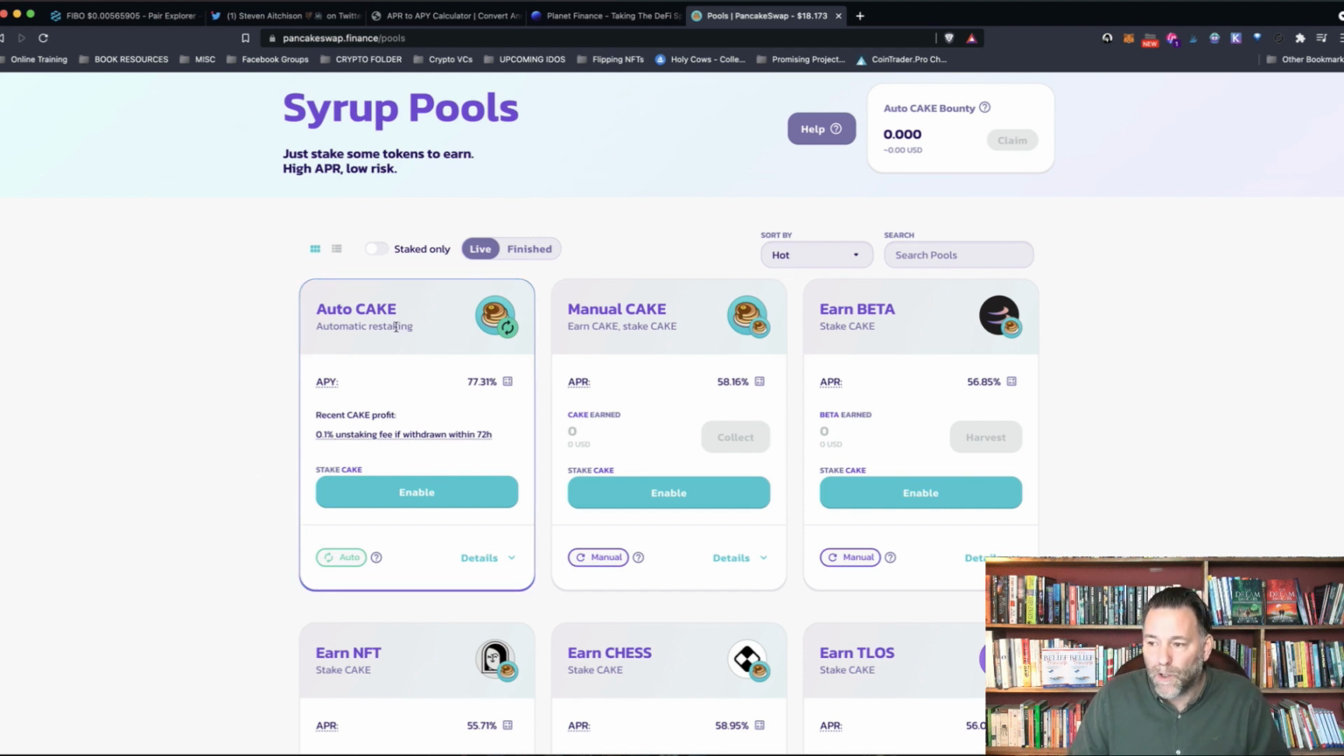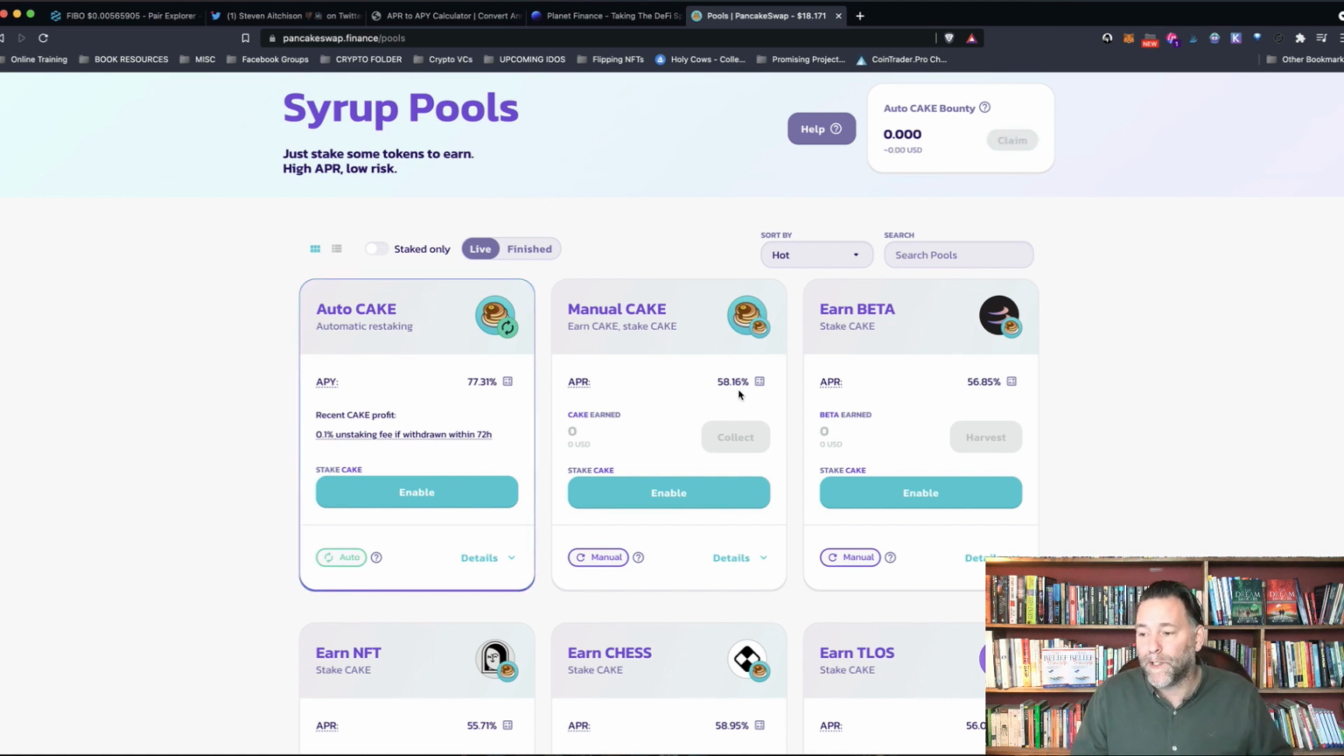But you'll see here, AutoCake is giving you 77%. So if you put $1,000 worth of cake in and the price never changed for a full year, you're going to get $773 back. Why is that? It's because it's auto-compounding. The APR is calculated at 58%, and if you're getting a daily amount from that as well, what happens is it just stays there. So they're just going to give you the rewards, and your rewards are going to go into one wallet, and your original cake is going to stay in another wallet, so to speak.